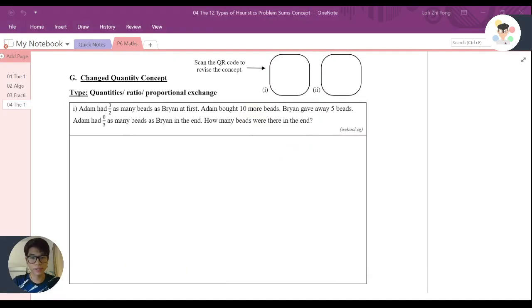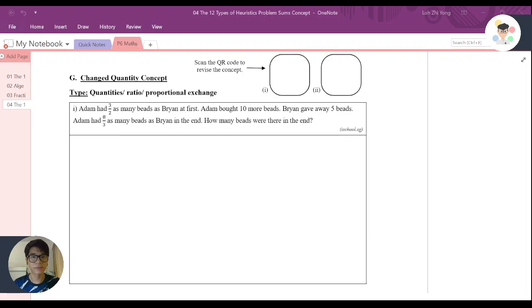Welcome back to Digital class, and today we'll be continuing to discuss Booklet 4, the 12 types of heuristic problem sum concept. And now we are in the change quantity concept, which will be focusing on the quantities ratio proportional exchange. Now, let's look at this question.